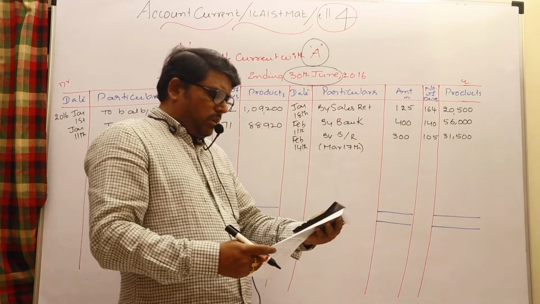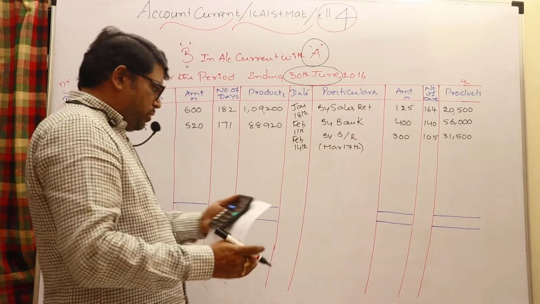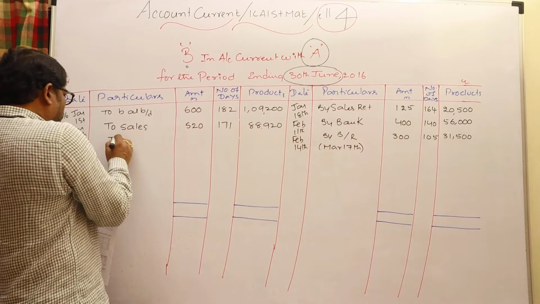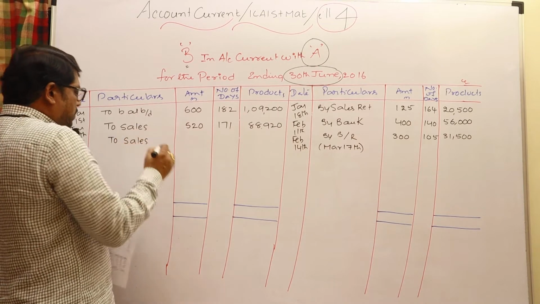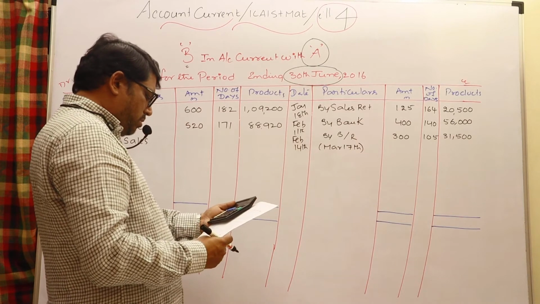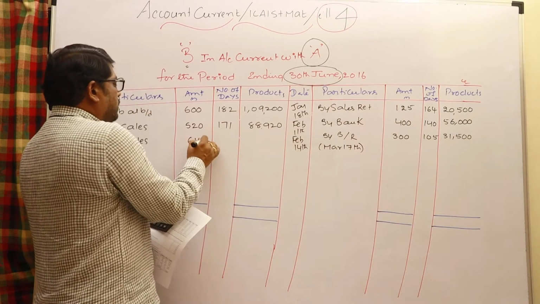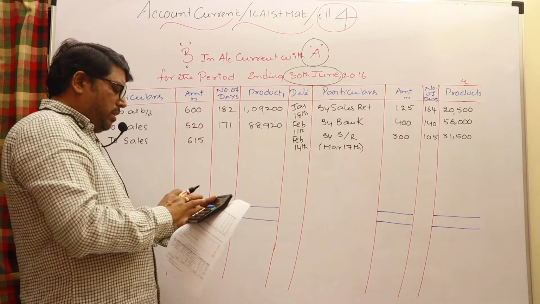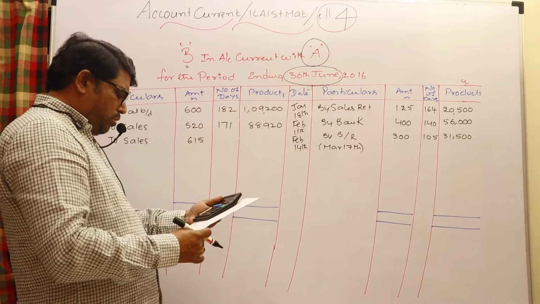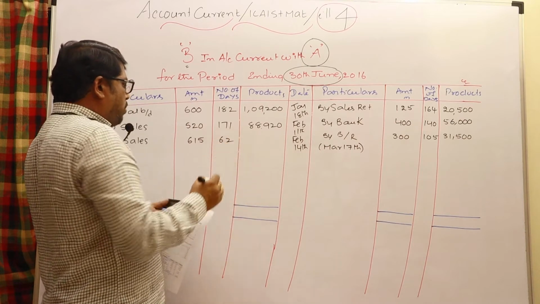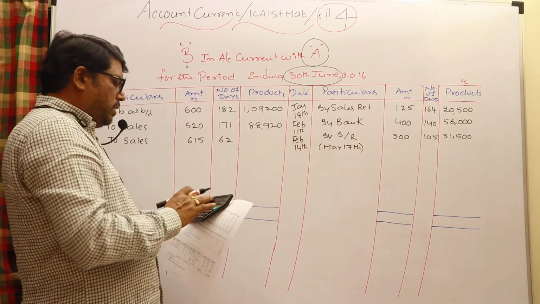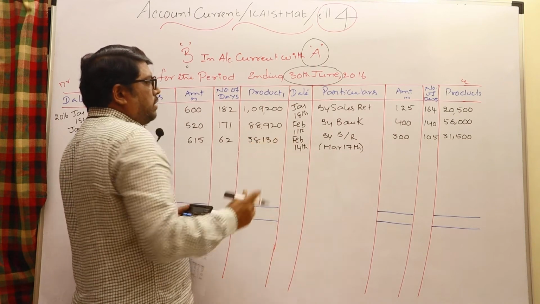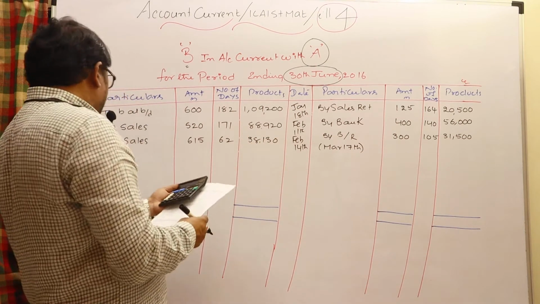31,500. Okay, goods sold to B. Entry: B account debit to sales. April 29th, to sales 615. Look at the number of days: in April 1 day, May 31, June 30. Total number of days 62. Get the product: 62 into 615 is 38,130. This is April 29th.